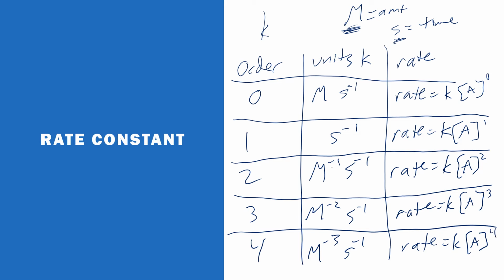So you can see s is always on the bottom, s is always -1, but molarity is dependent on the order. So the 0 order will have molarity on the top. The first order molarity is completely canceled out, and then second, third, fourth, etc. You'll just keep adding one more molarity on the bottom, or one smaller negative exponent.